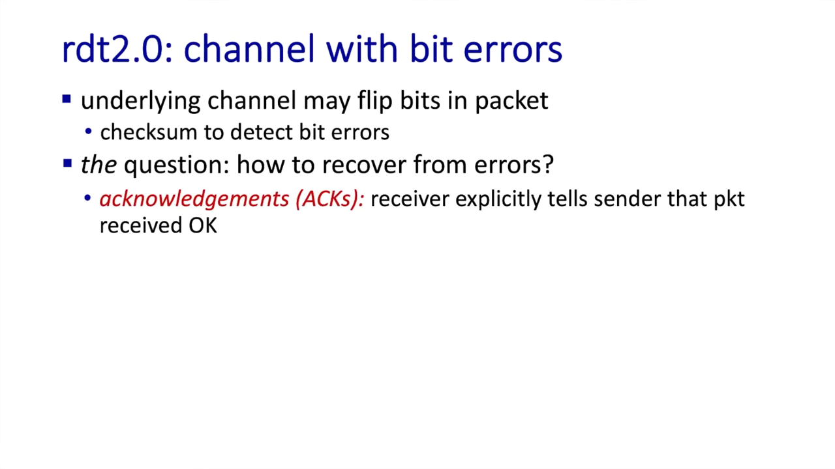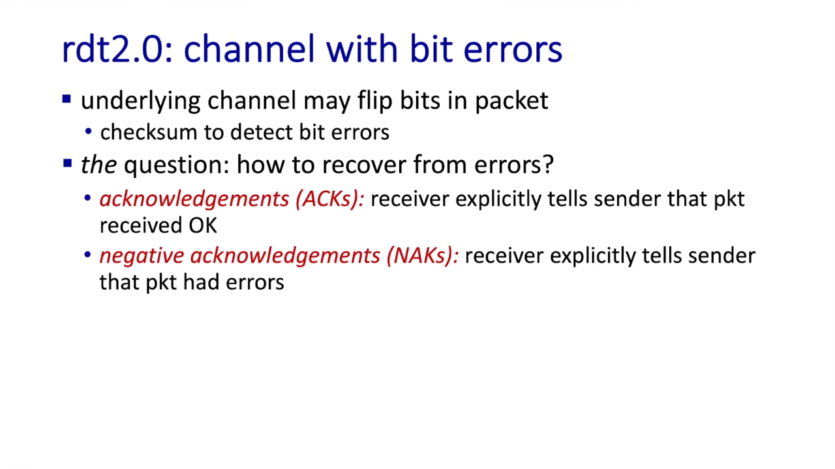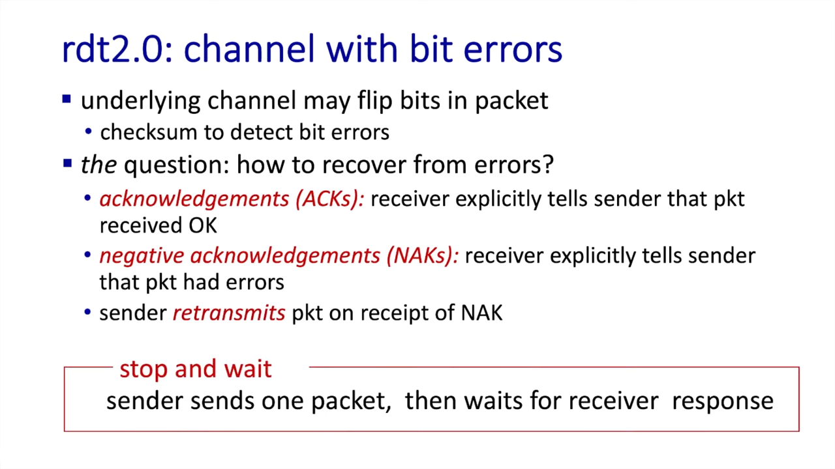We'll use acknowledgments for the receiver to explicitly tell the sender that a packet was received okay. We'll also use negative acknowledgments for the receiver to tell the sender, hey, I received something, but it was in error. And if something's received in error, the sender is going to retransmit the packet on the receipt of that kind of negative acknowledgment mechanism. The operation of our RDT 2.0 sender is going to be what we might call a stop and wait type of behavior. The sender is going to send a packet and then simply wait for the receiver response.